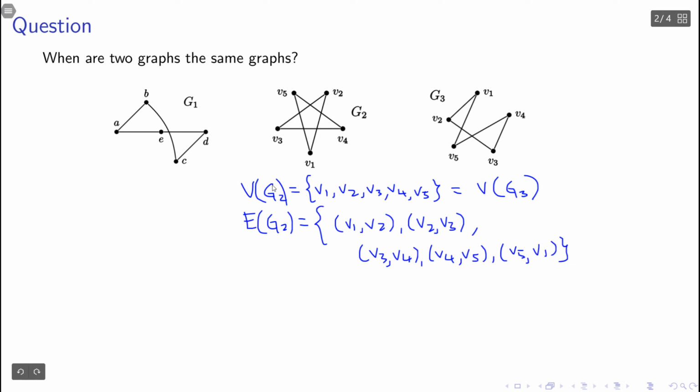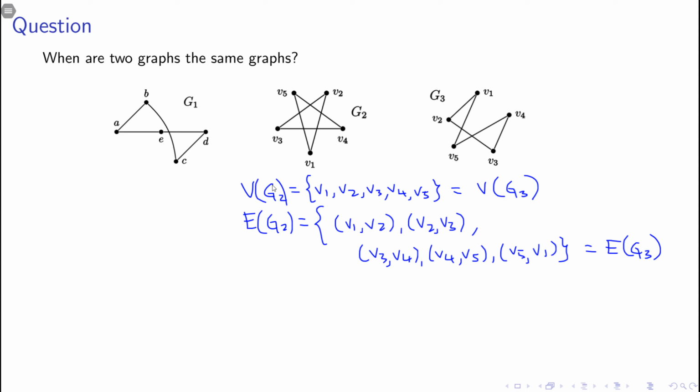And if you look at the graph G3, 1, 2, 3, 4, 5, this is also exactly the same edge set there. So in terms of graphs, they're exactly the same graph. How about G1 though? How about G1?